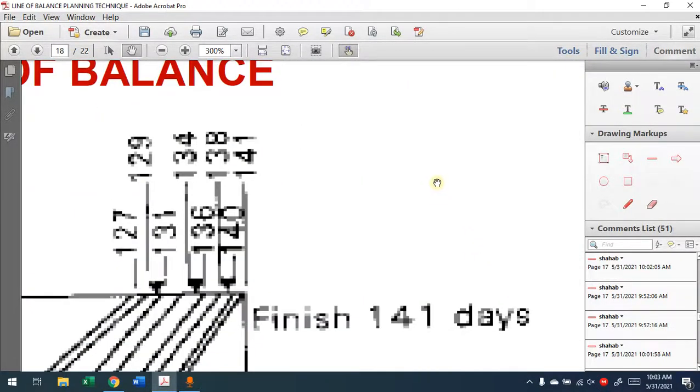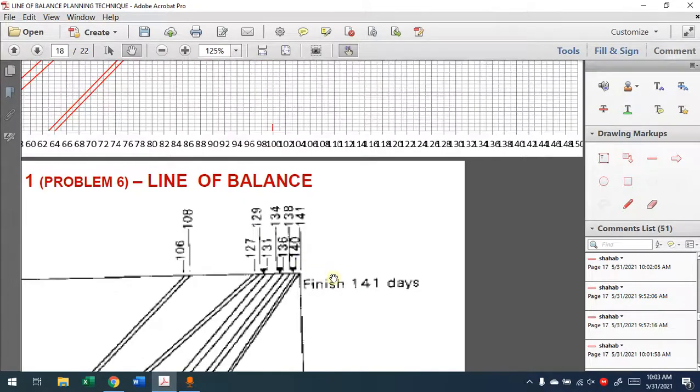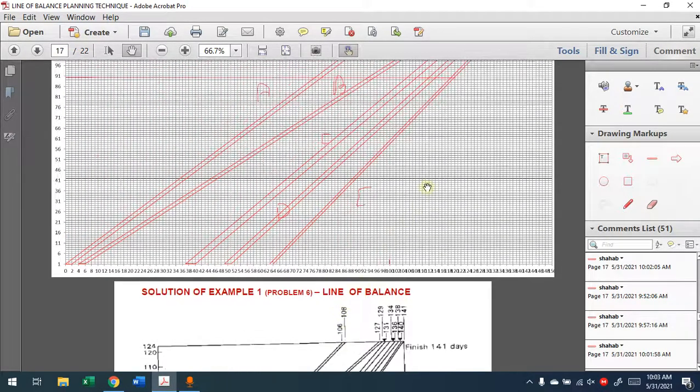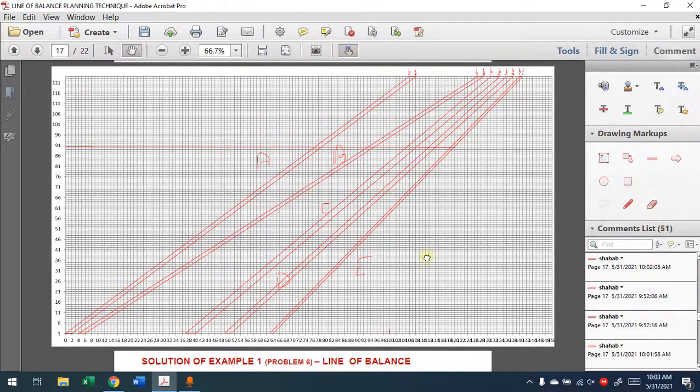For the project, basically, here you have this one finished within 141 days. It's the same thing, without the detailing here. It's written at the bottom, the values we have for A, B, C, D, E, the activities, and at the top, 141, they will finish all the 124 units. So this is how we draw a line of balance.